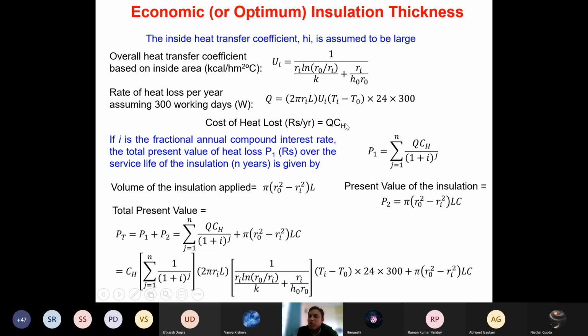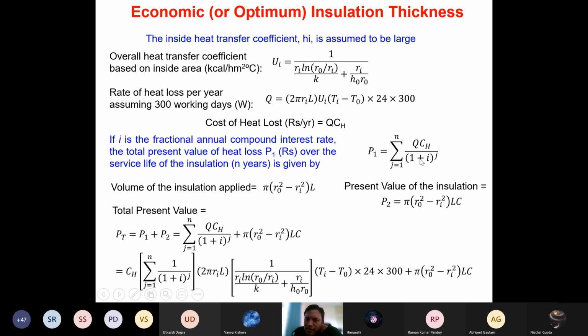This will be the amount lost over the year, isn't it? Correct. So this amount lost over the year you will be paying every year, isn't it? And you wanted to calculate your entire balance over the service life of the insulation. So whatever you are paying every year will be divided by the interest rate and all. So overall, over the n years, how much amount you are going to pay, that will be given as P1.